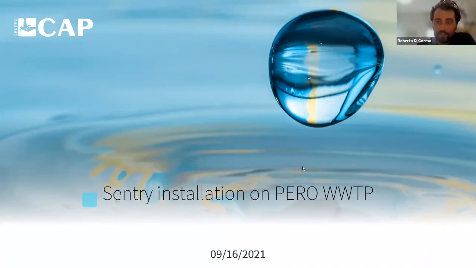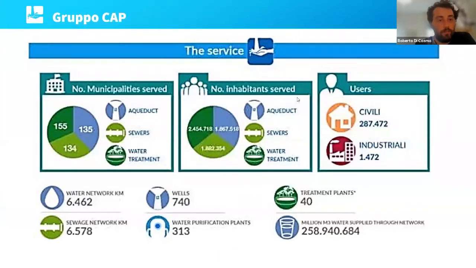Okay, let's go. So, a brief presentation of me and my company. I'm Roberto Di Cosmo. I'm a process engineer in Gruppo K. It's a water utility in a metropolitan area of Milan. We manage and treat the water integrated services, so from aqueduct to wastewater treatment, and we manage and own 40 wastewater treatment plants around the Milan area.